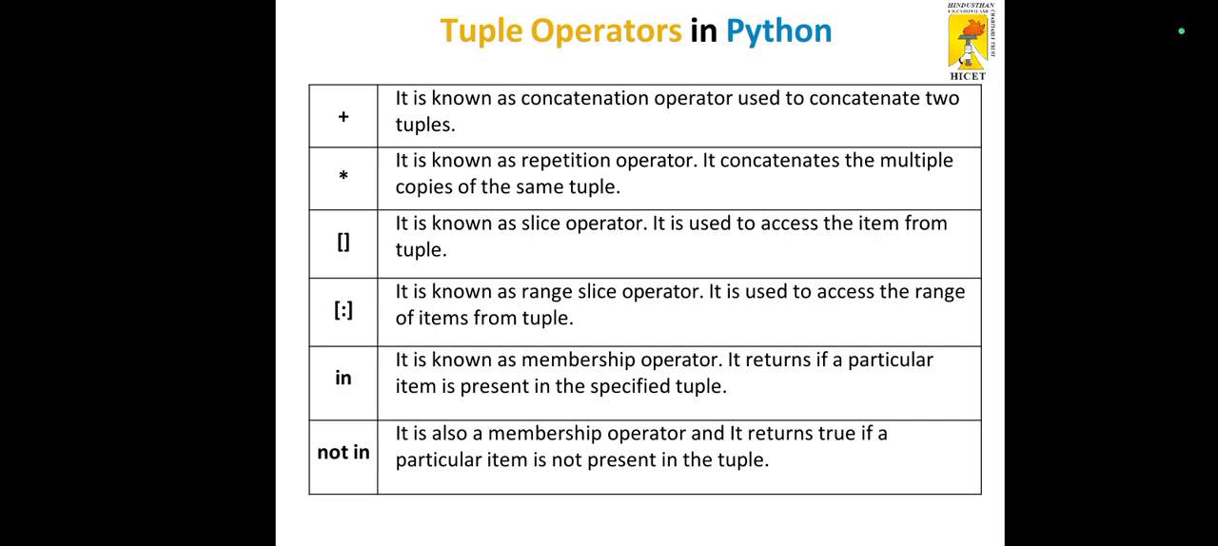Next, tuple operators. The tuple operators are the concatenation operator, repetition operator, slice operator, range slice operator and membership operator. The concatenation operator is used to concatenate two tuples. The repetition operator concatenates and produces multiple copies of the same tuple. The slice operator is used to access an item from the tuple, and the range slice operator is used to access a range of items from the tuple. The membership operator returns whether a particular item is present in the specified tuple. Not in returns true if the particular item is not present in the tuple.